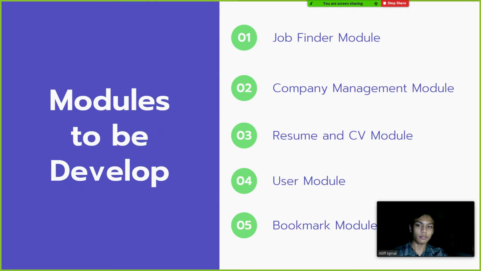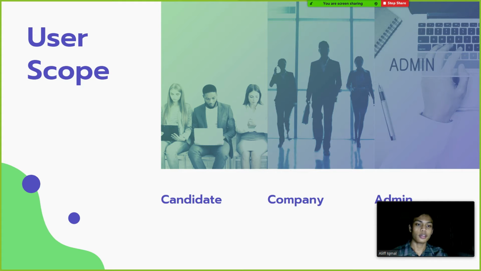Okay, user scope. There are three different types of users. The first one is the candidate. As we all know, the candidate will apply for jobs. The second one is the company. The company will post job vacancies for the candidates to apply. The third one is the admin. The admin will work as the validator for the company and also for the jobs. Before a company can register to the system, they need to go through the admin, and the admin will accept or reject them.